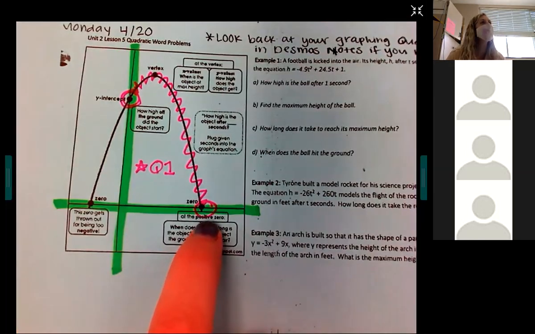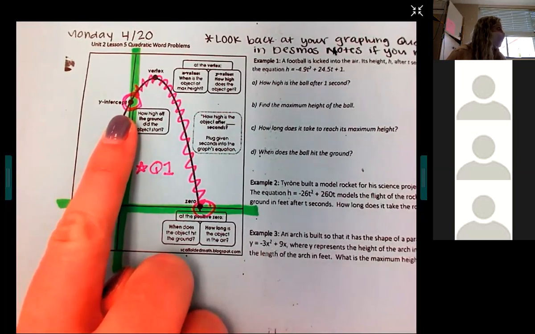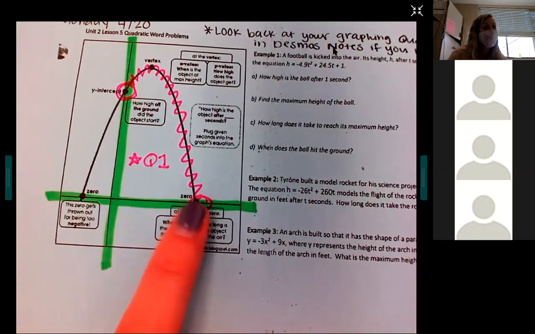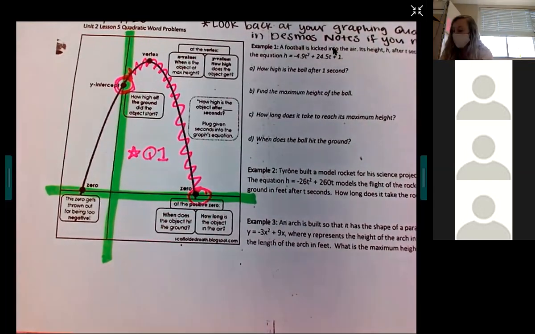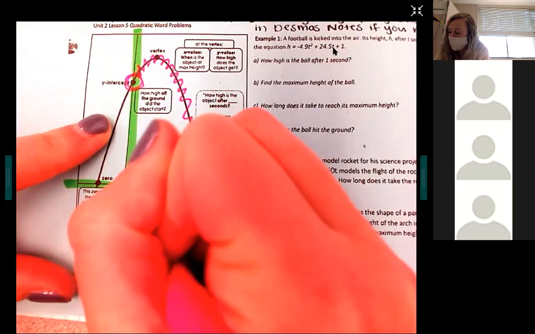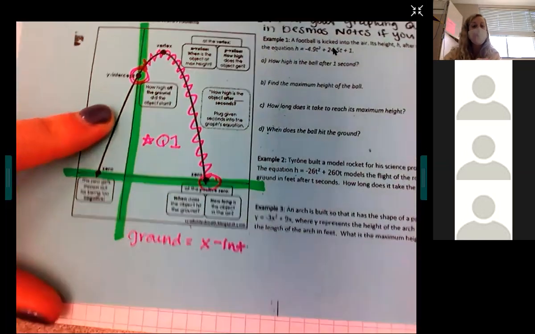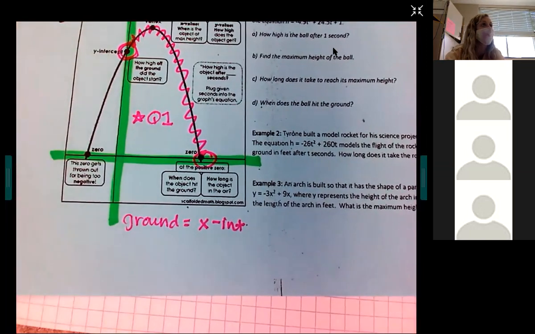1, 2, or 3? 3. If you tell me 1, I'm going to be pissed off. That's not on the ground. Do we understand? I'm just making sure I have kids every year find the wrong point. If I ask you when something hits the ground, that's the x-intercept down here. If you are at home, you may want to write that. People in class, you may want to write it. It depends if you think you're going to remember it or not. If you see them ask for when something hits the ground, that's the x-intercept.